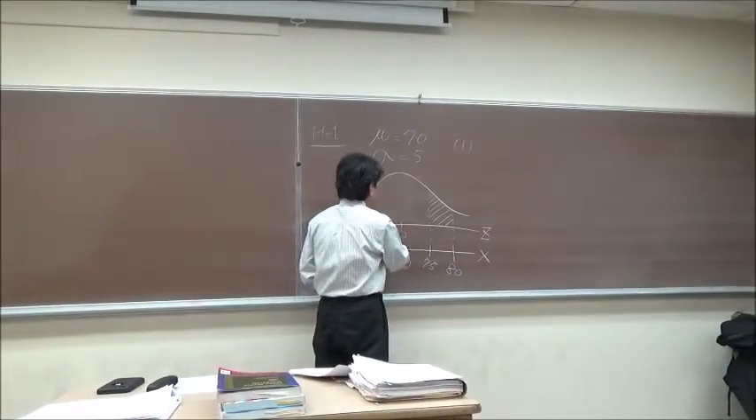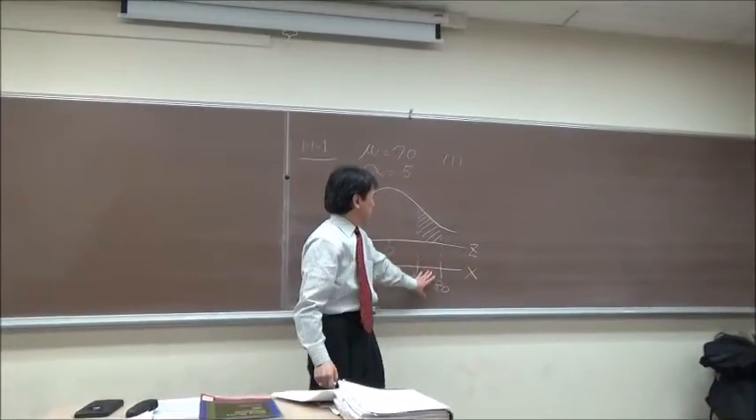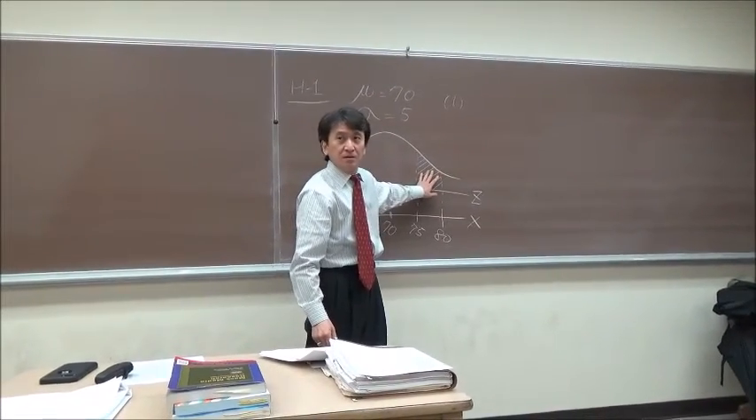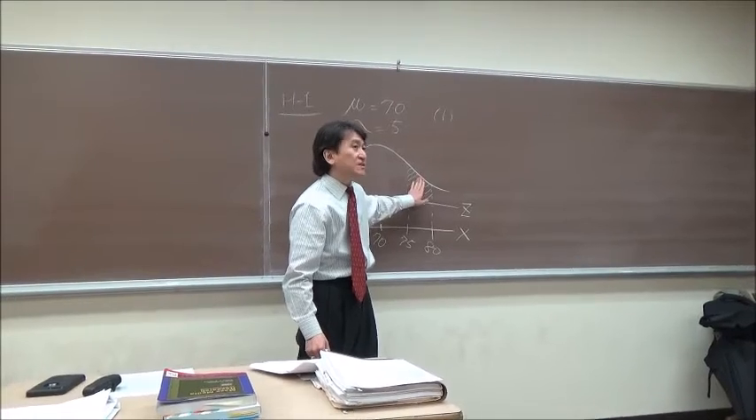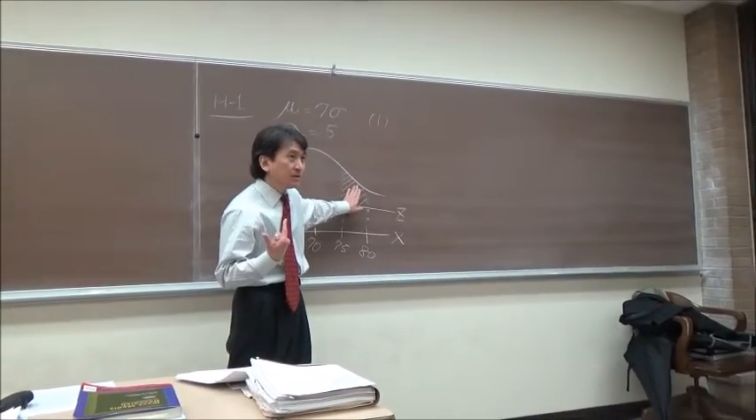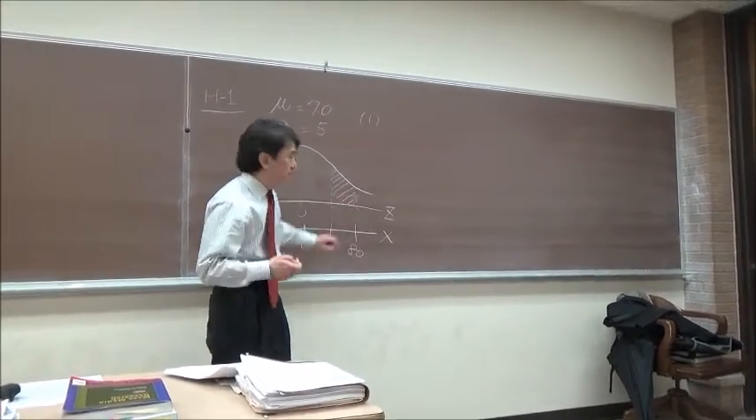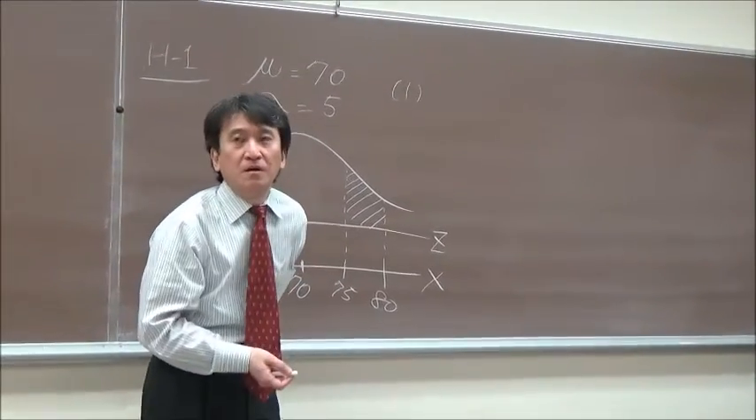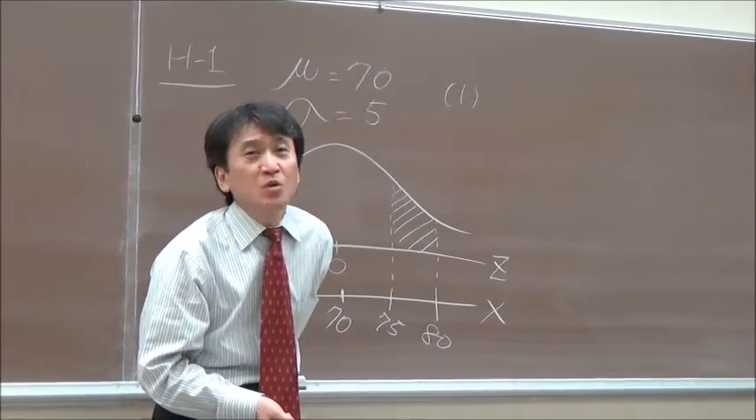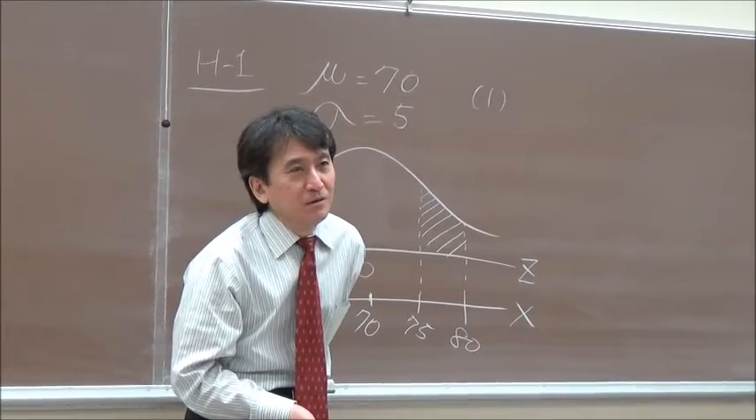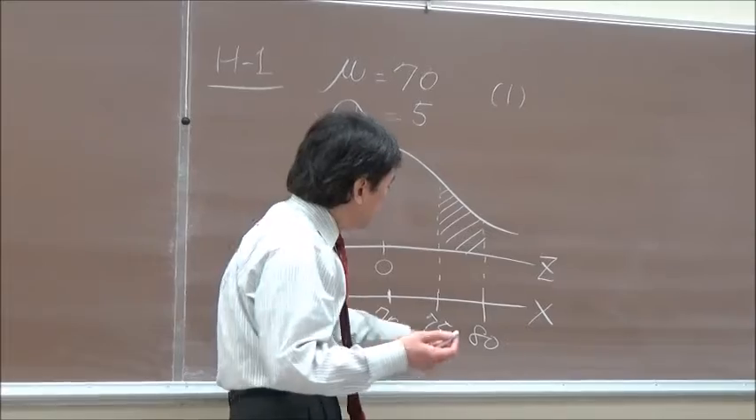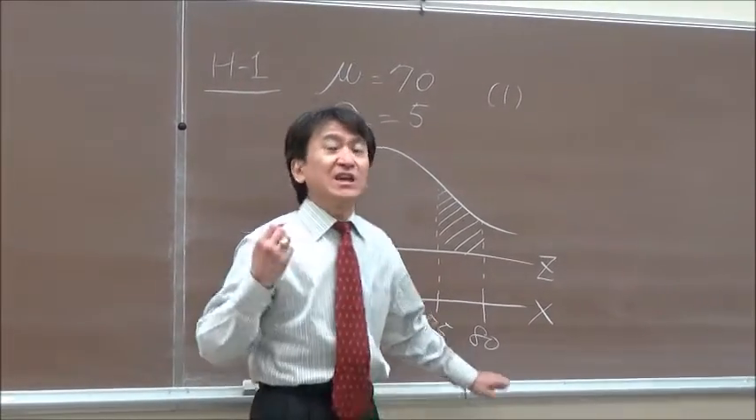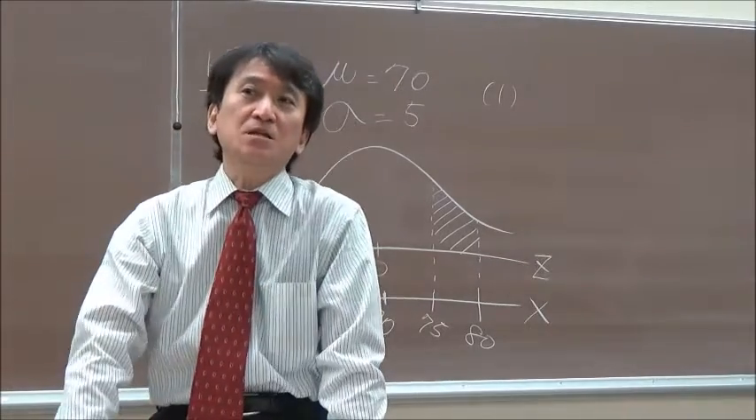Now, having said that, we are looking at this area, okay? The probability associated with this area. Am I correct? Then, what's the next step? Intuitively, what's the next step? We know 75 and 80, right? Can we directly calculate the probability? Is it possible?